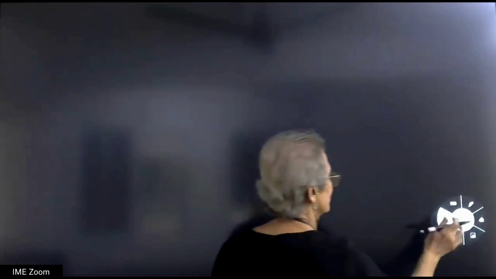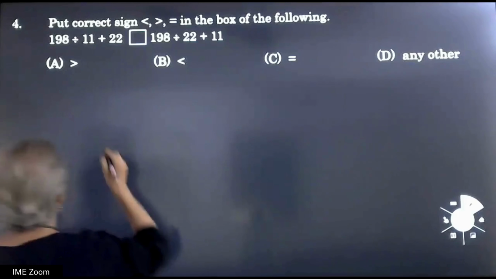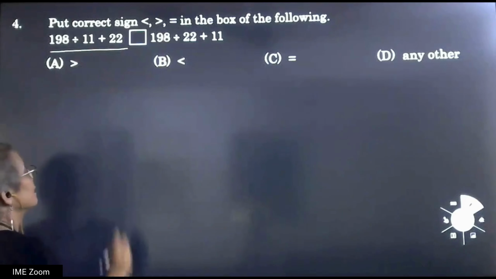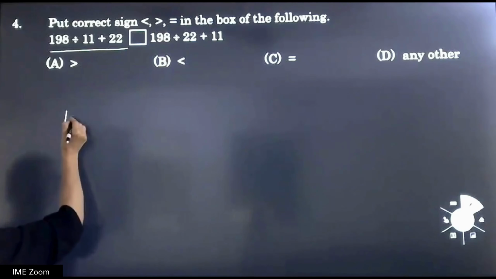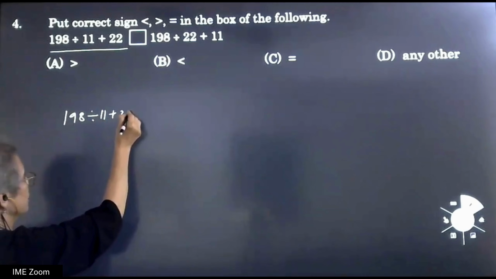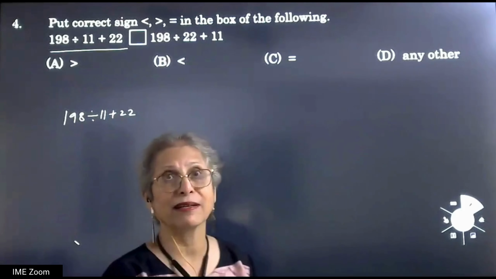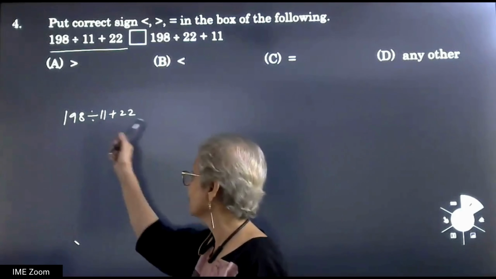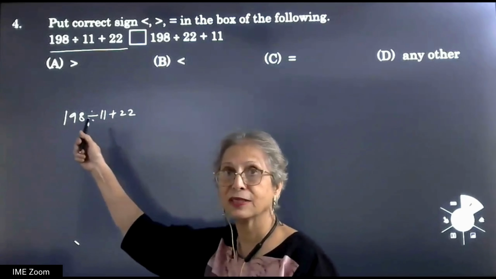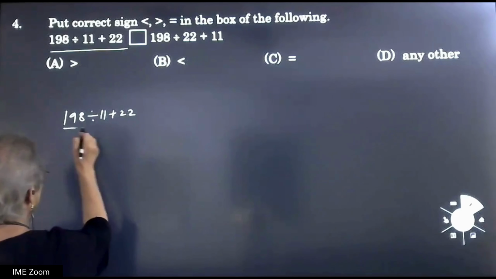First of all, we will consider one side, that is this side. Okay, so let us start. 198 divided by 11 plus 22. We will simplify this first. Now this is a question of BODMAS again. Here, two operations are given, division and addition. So what is to be done first? Division. So first we will do division.